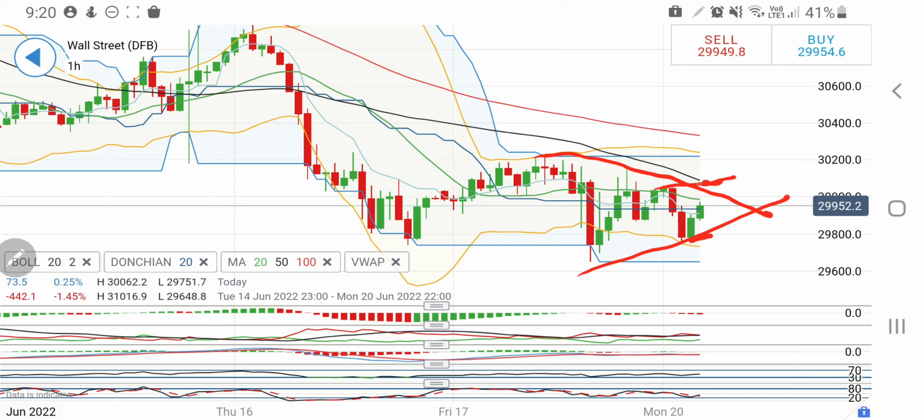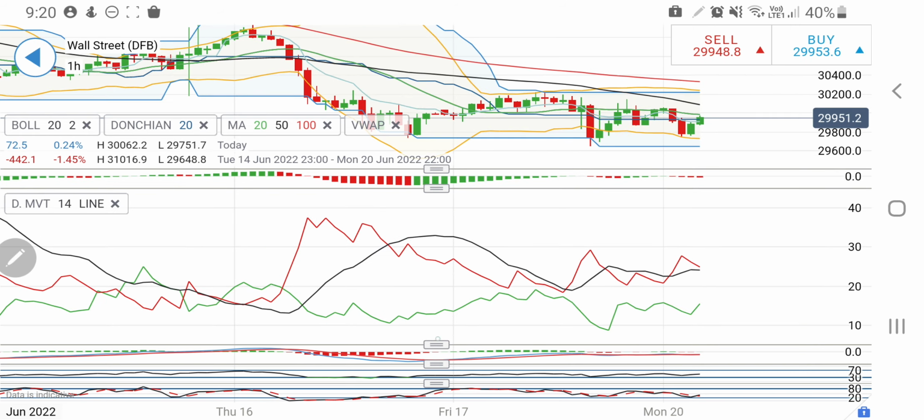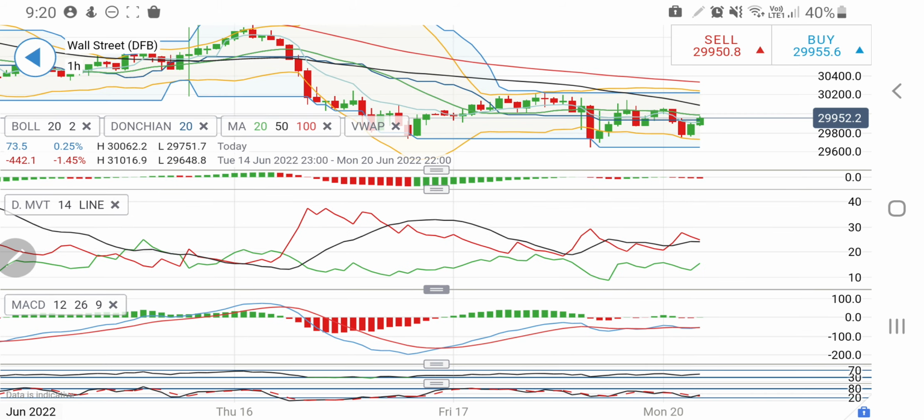If it breaks beyond 30,050, yes, you can go long for 30,100, 30,200. If these two levels are taken, then it is going to fly towards 30,500, 30,600 levels. So yes, be watchful between 29,750 and 30,200 levels. This is one observation. Directional movement is bearish here.